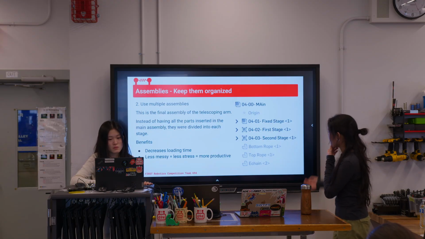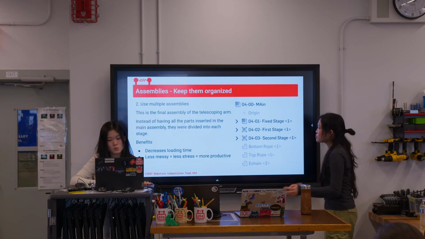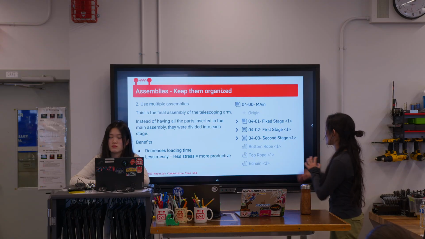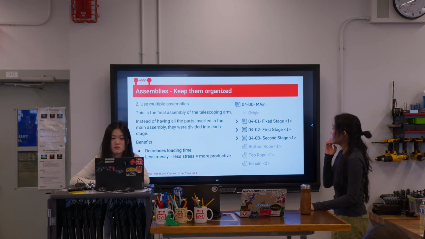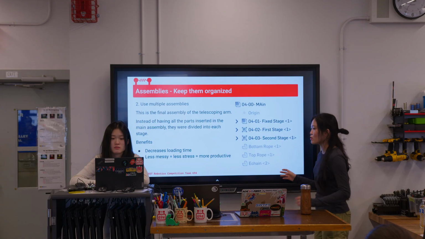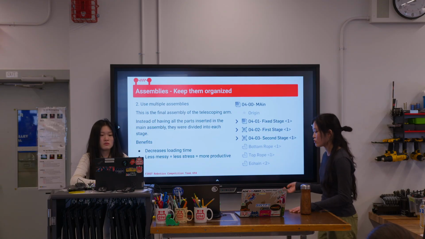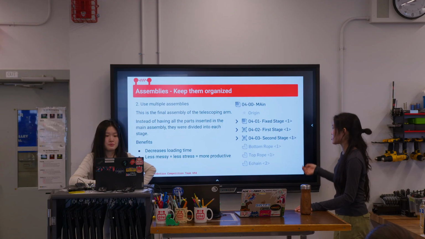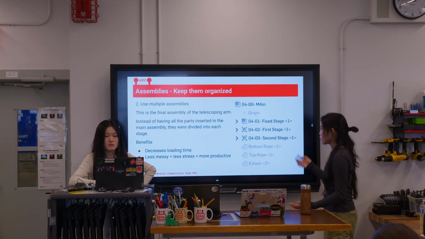And again, this is also very important: use multiple assemblies. This cuts the time it takes to load, because it's divided up into different assemblies. This is a very clean example because it's an elevator. It might be a little different if you're doing an intake or whatever other mechanism. In the elevator, you have multiple stages: the fixed stage, first stage, second stage, and so on.